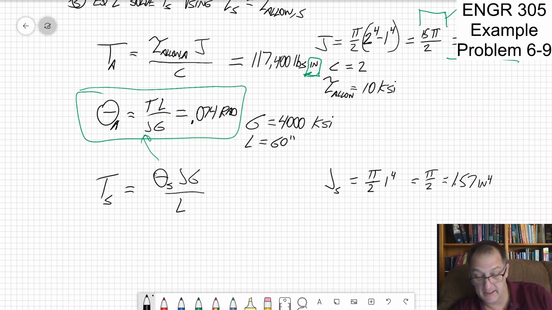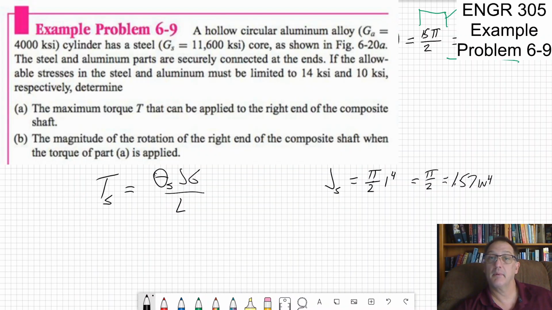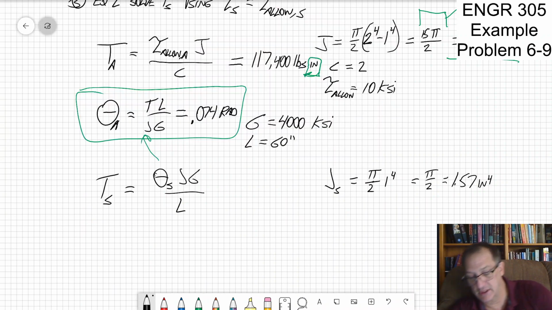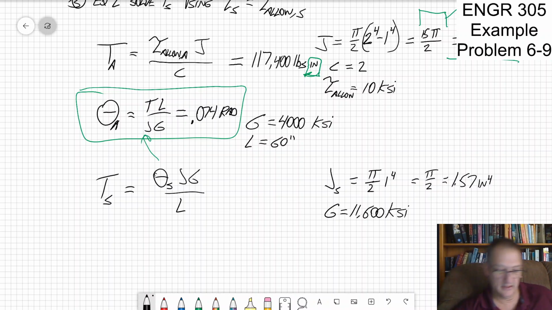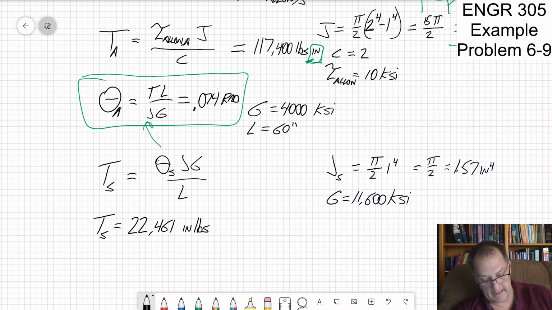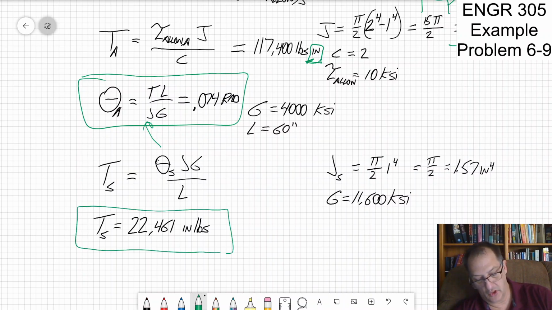Get my units in there. I know L. I've got to look up G. Wrong one. G for the steel is 11,600. G is equal to 11,600 KSI. All right, theta J G, L is 60. Let's go calculate that. Okay, I got the torque in the steel is 22,461.